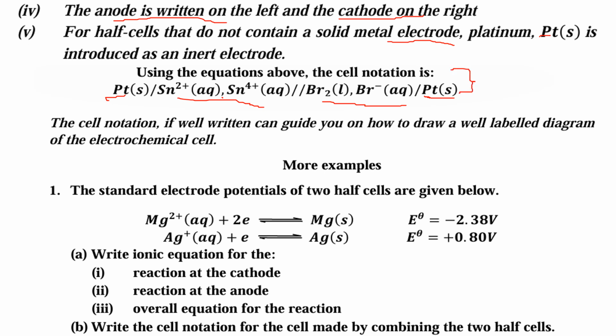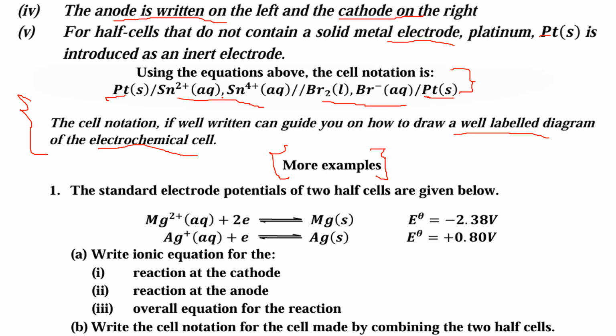So you are saying that here, the cell notation, if well written, is going to guide you on even how to draw a labeled diagram of an electrochemical cell, although we are not going to examine this. So we are going to look at more examples that were given under this section. So number one, you are provided with the standard electrode potentials of 12 cells.